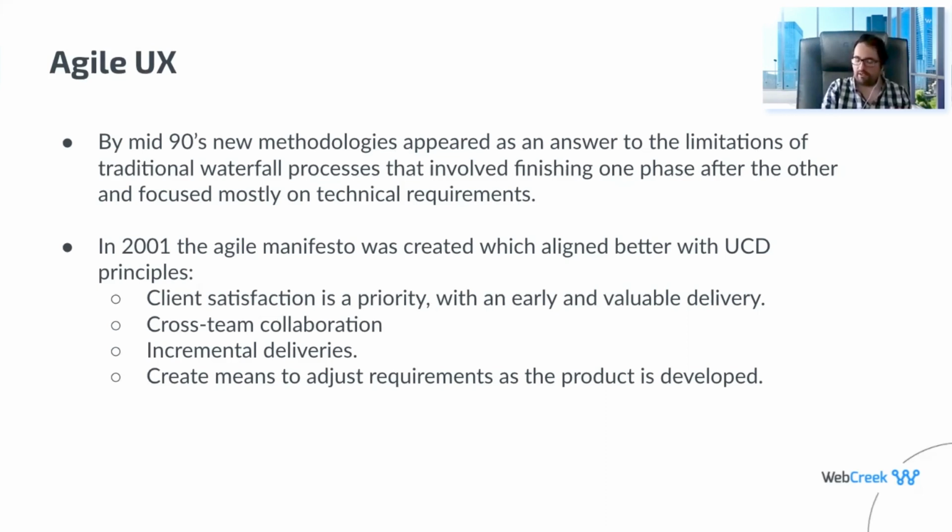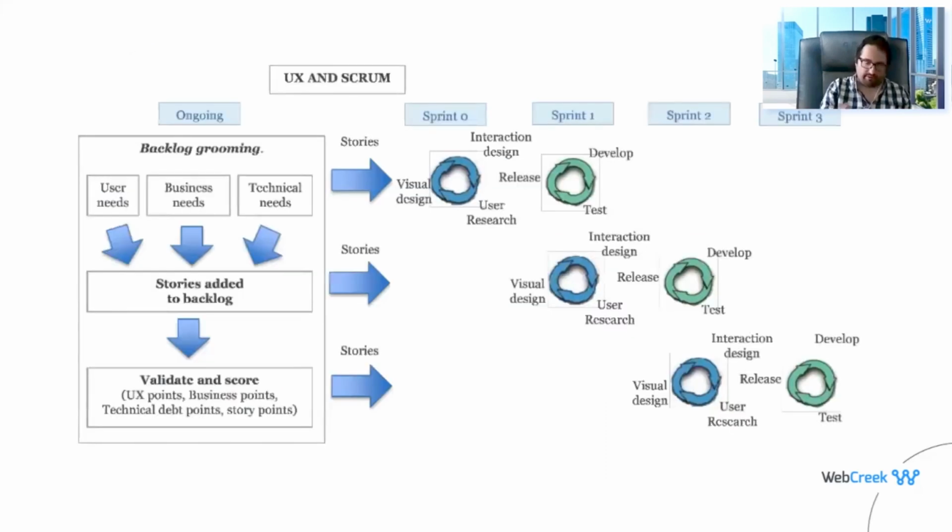We actually have a sort of hybrid methodology where we use Scrum, which is the flagship of Agile. And this is the overall process that we use with sprints, right? We have a backlog grooming where we do research and create the stories that will ultimately be designed, prototyped, tested, developed, and so forth, right?